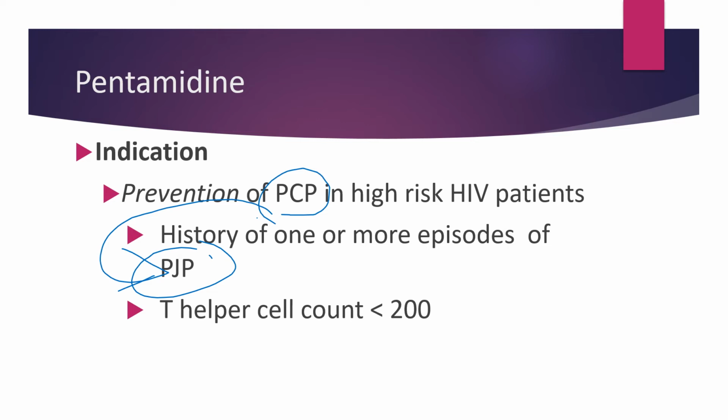So when we're looking at this, the history, patients that have a history of one or more episodes of PJP, that's where this medication can come in and help out. It's mainly for T helper cell counts that are super low. So if their T cell count is low, that's where the pentamidine or Nebupent can come into play.